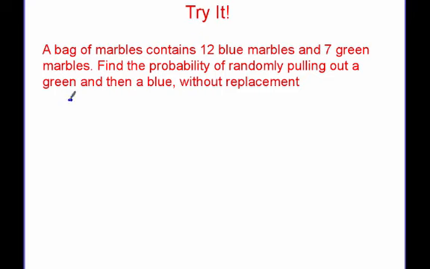If we think we've got a picture, we've got 1, 2, 3, 4, 5, 6, 7, 8, 9, 10, 11, 12 blue, and 1, 2, 3, 4, 5, 6, 7 greens. What it says is you're going to take a green and then a blue without replacement. So you're going to find the probability of green, take one green away, find the probability of blue, and multiply them together.